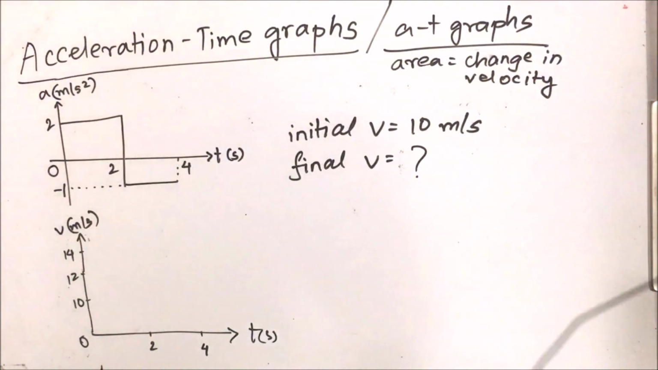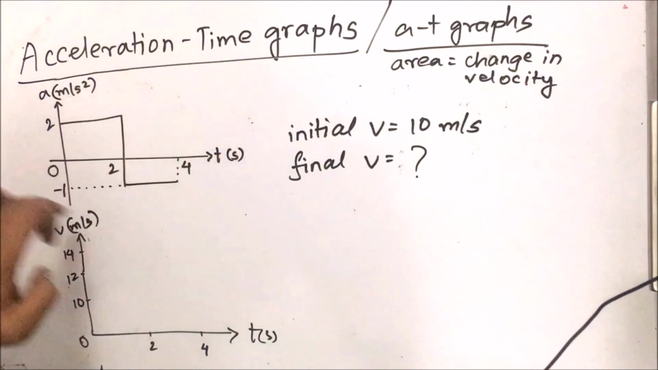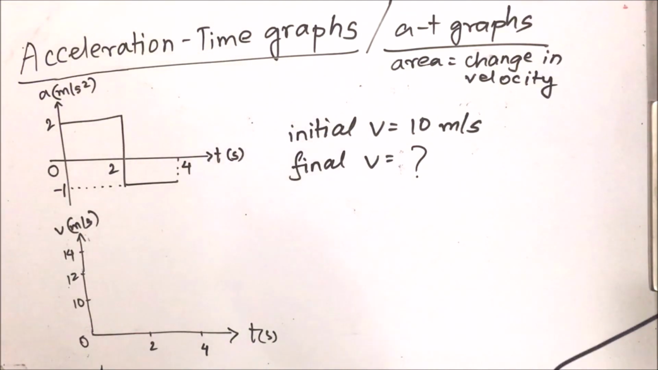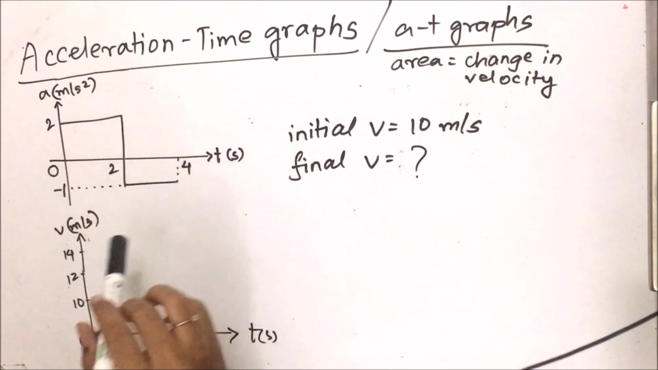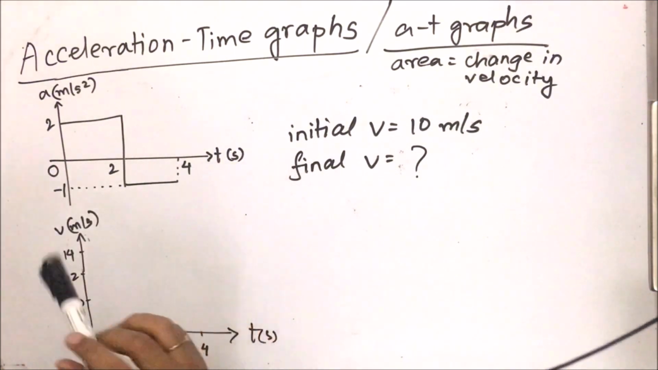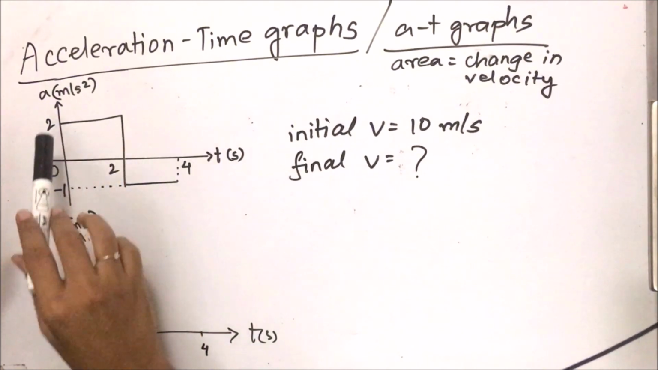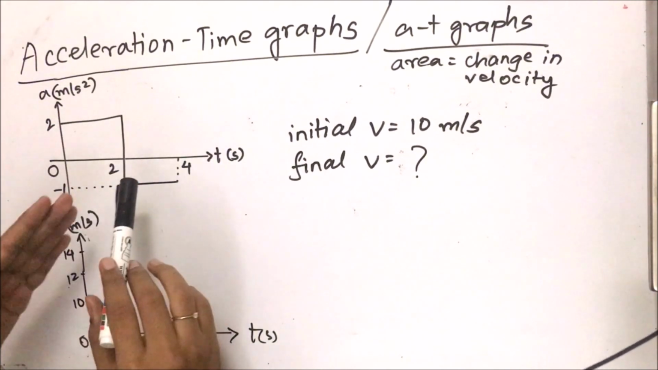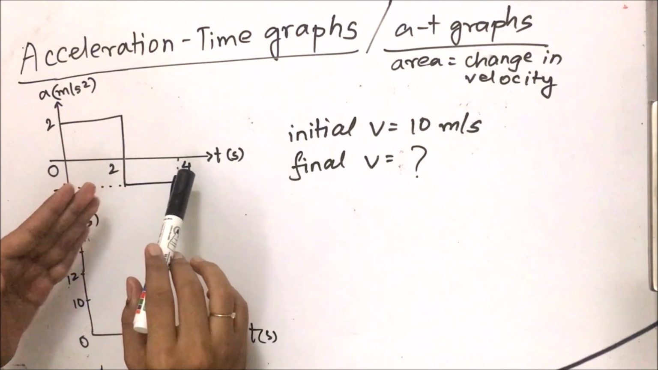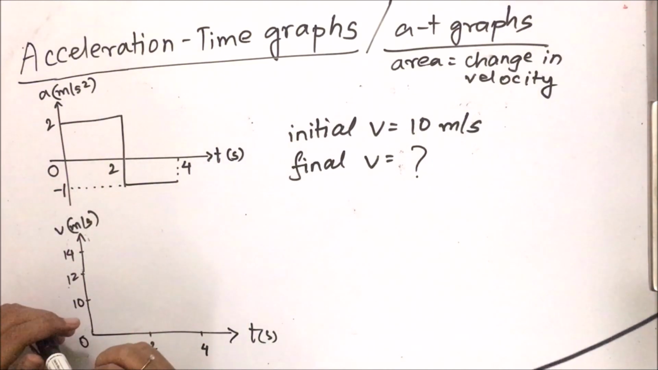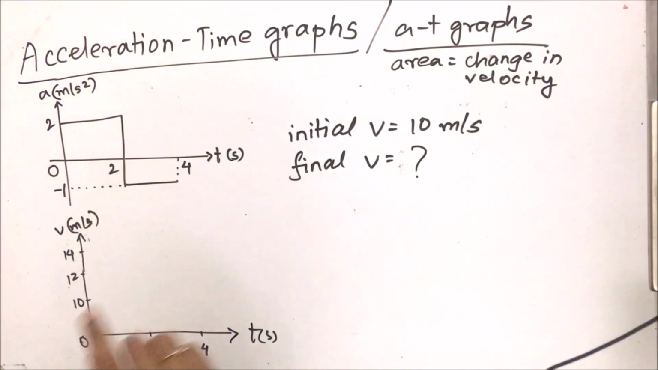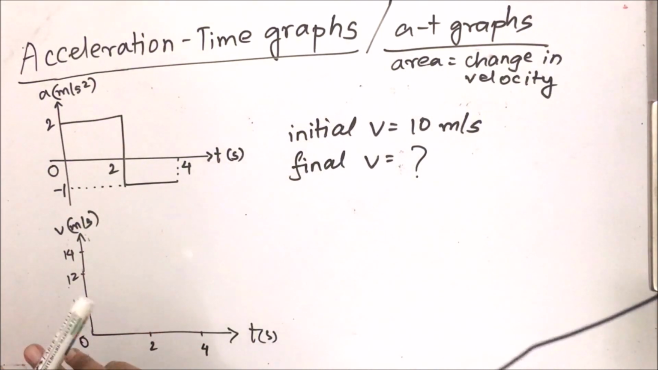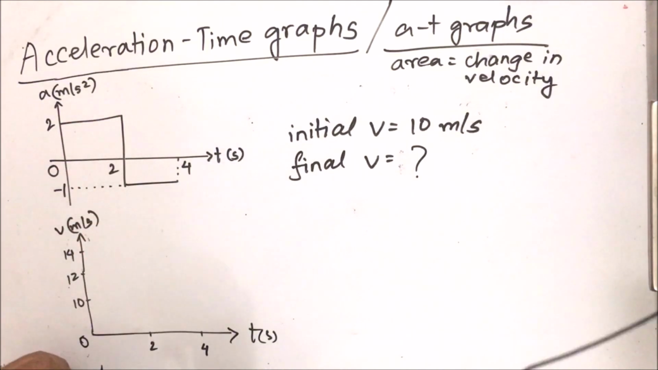Now we will see how to find the final velocity using information about the initial velocity and the acceleration time graph. Okay, so the question tells us that the initial velocity was 10 meters per second and some acceleration has taken place in these 4 seconds. In the first 2 seconds, the acceleration was 2 meters per second square. From 2 seconds to 4 seconds, in the last 2 seconds, the acceleration was -1 meter per second square, or the deceleration was 1 meter per second square. We know that the area of the acceleration time graph gives us the change in velocity. So let us find the area of this acceleration time graph.